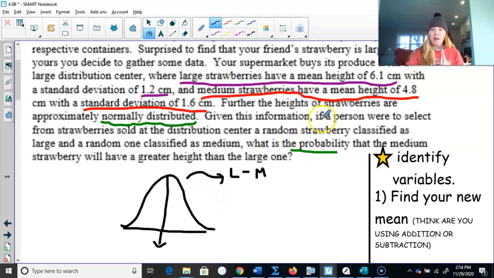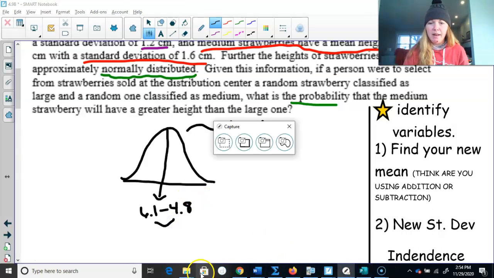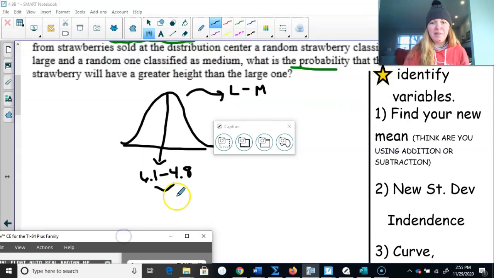Well, the mean of a large strawberry is 6.1, and the mean of a medium strawberry is 4.8. So I'm going to take 6.1 minus 4.8. And that's going to describe our mean. So 6.1 minus 4.8, I can do that in my head. But you guys know me with my fast work. I've made mistakes on that before, and you've caught me, and it's quite embarrassing. Okay, 1.3.